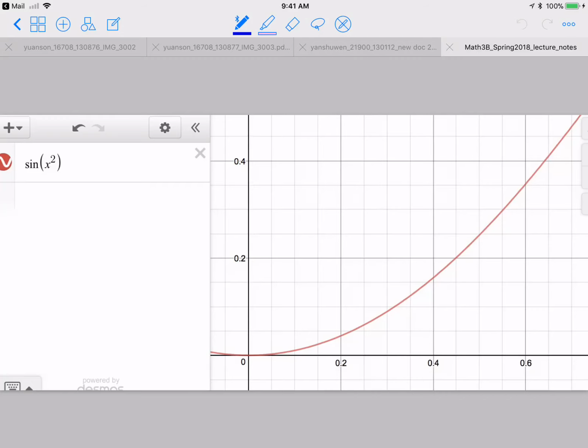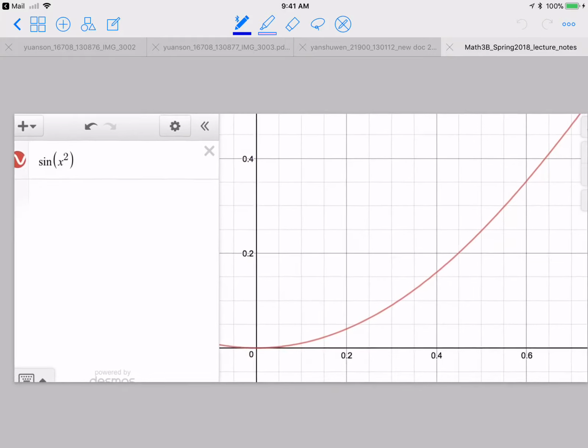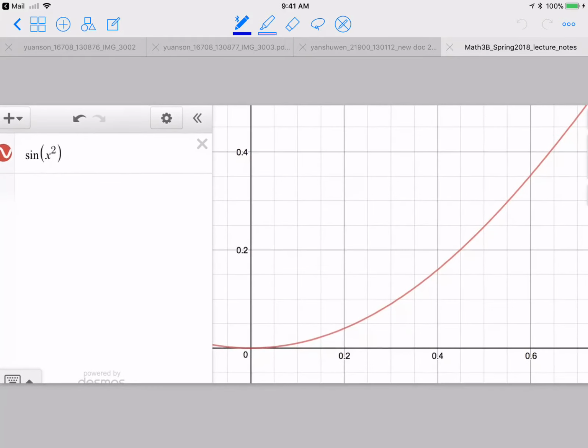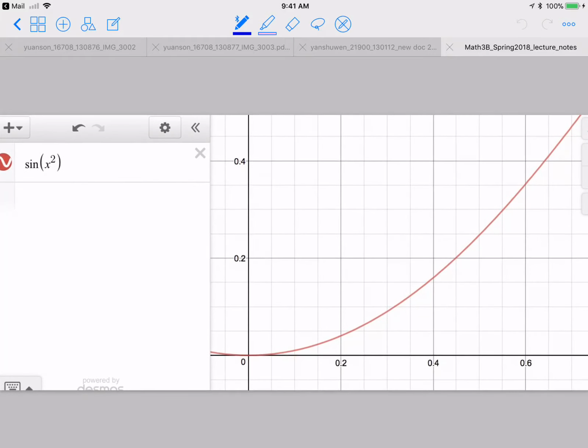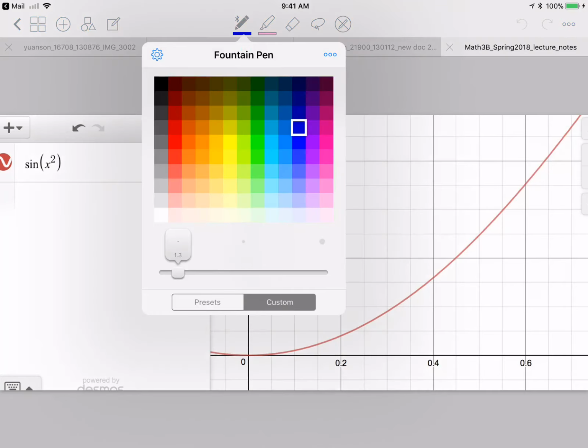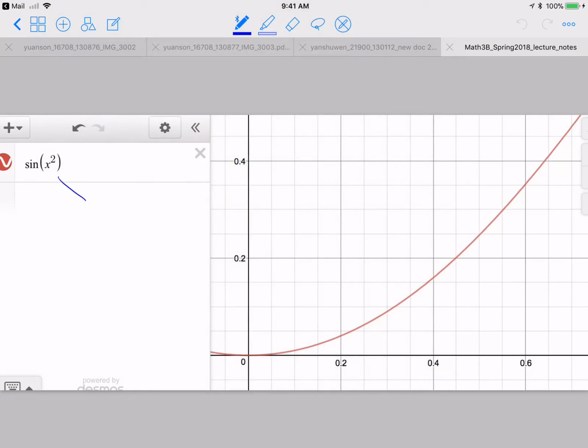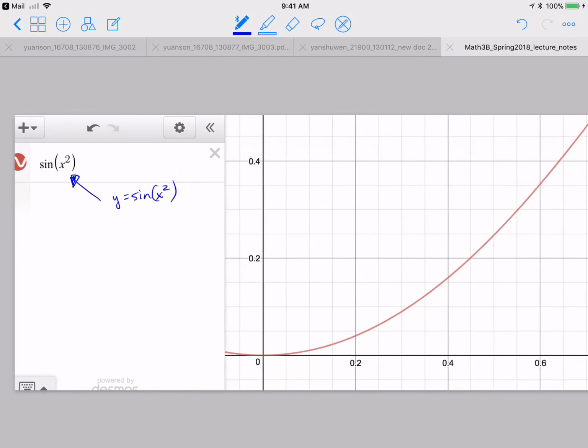So here we have a picture. I just screenshot it from Desmos of y equals sine x squared. And then I adjusted the window so that we could get an idea of what's going on.